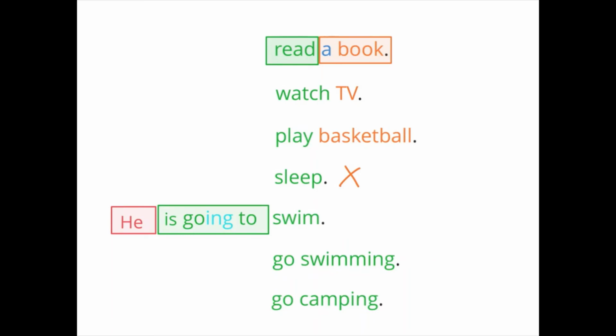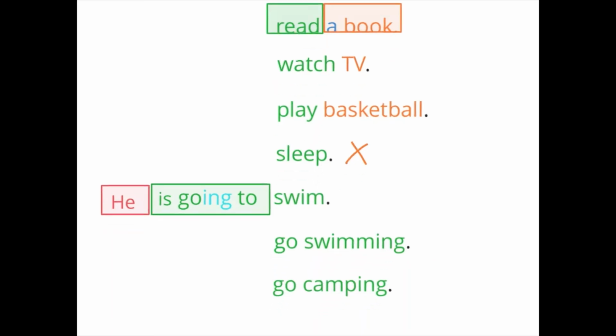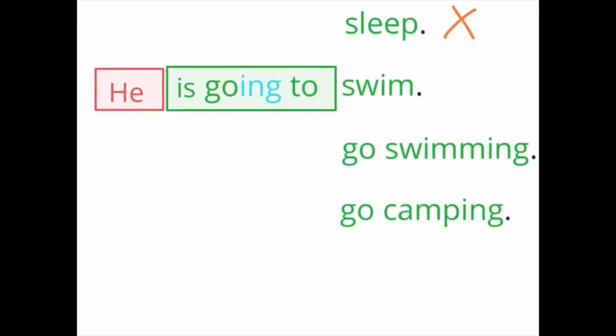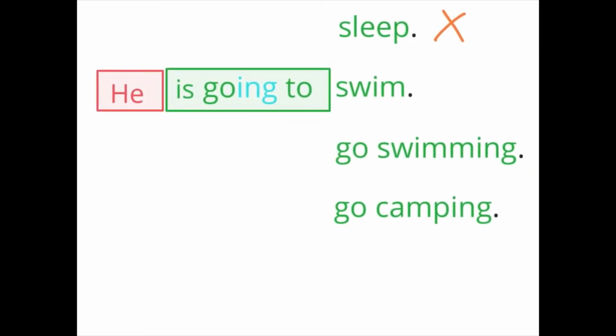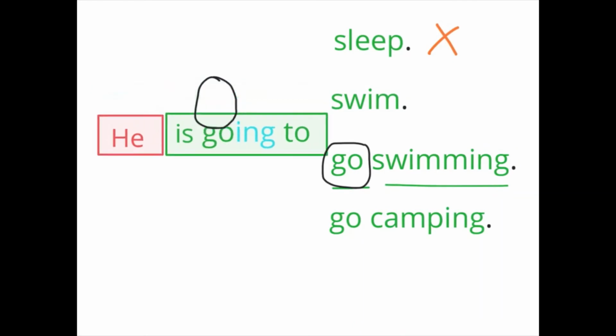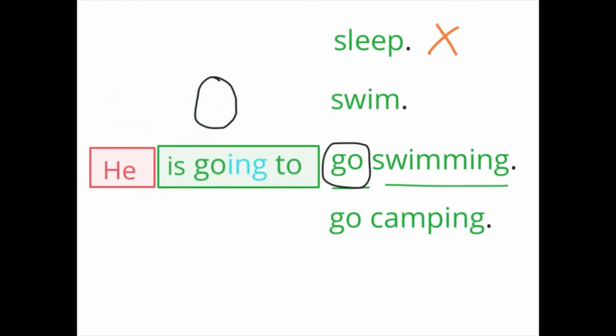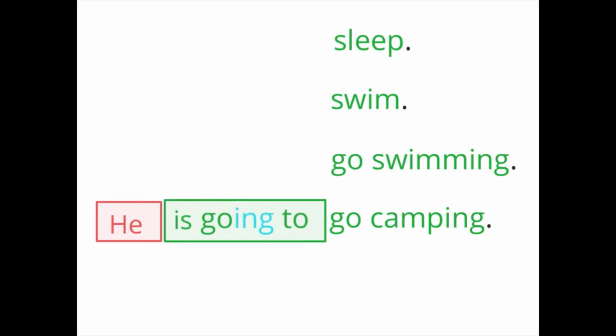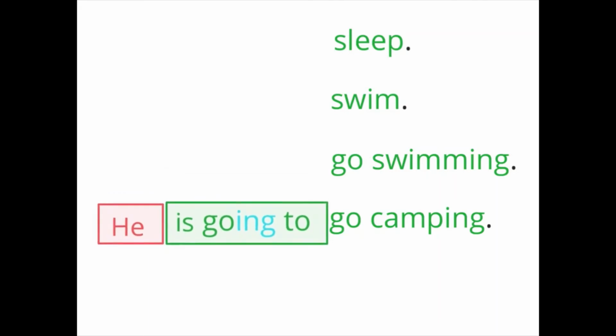I want you to notice something interesting here with swim. We can also say he is going to go swimming. This one is a little bit tricky because look at this. We have the word go here, and then we are going to use it again. So that's a pretty advanced sentence. But we could say he is going to go swimming. We could also say he is going to go camping.